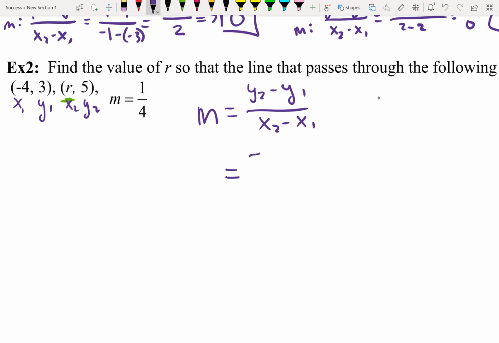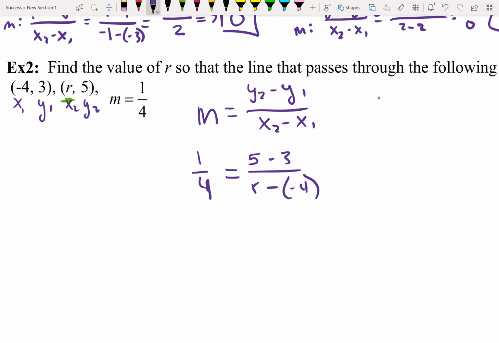I'm going to go ahead and plug in the values that I know. My y2 is 5 minus my y1 is 3. My x2, that's what we're trying to solve for. That's r. So I'm going to put that right down there, minus negative 4. That's my x value. Last but not least, we actually know what that m value is. That's 1 over 4. So since we knew what that was, now we have all the pieces of information that we need so that we can solve for r.